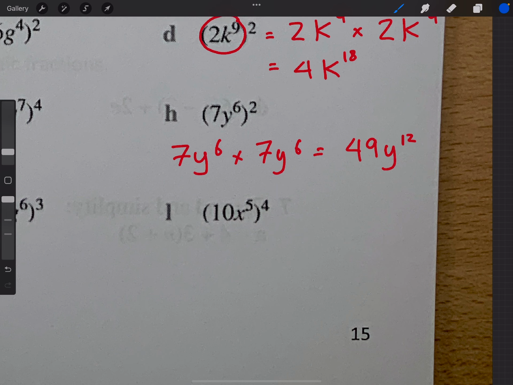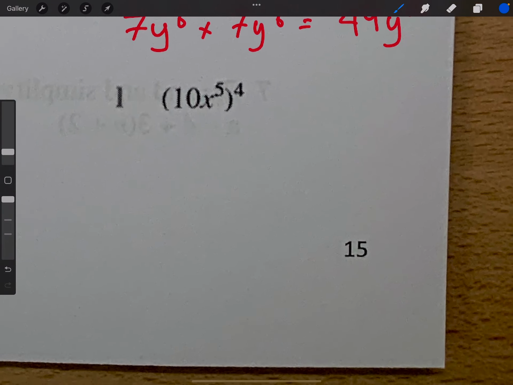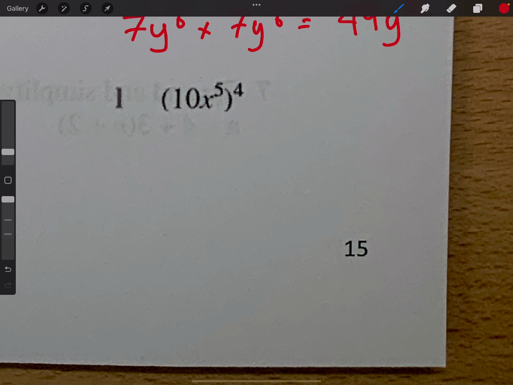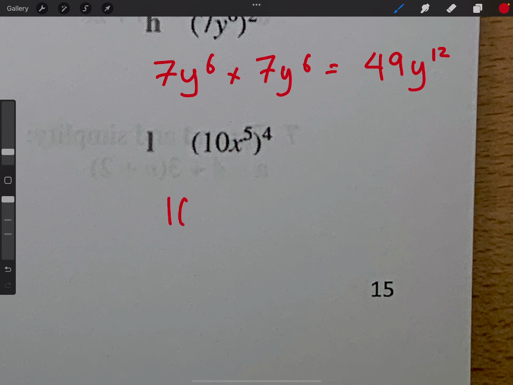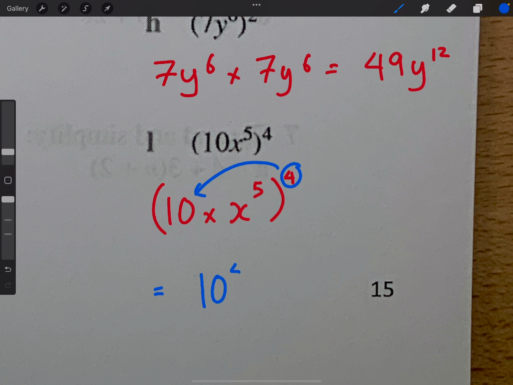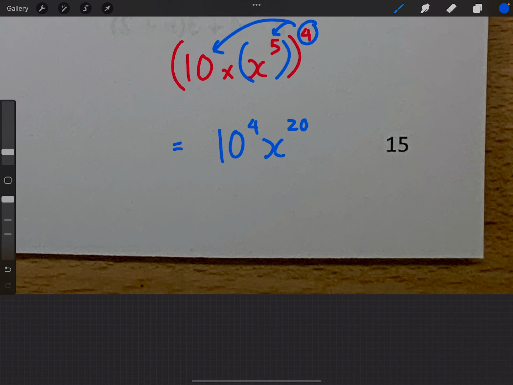For question L, I'm going to do the index law way. So you've got 10 times x to the 5, and the whole thing is to the power of 4. What we're going to do is power everything to the power 4. So this will be 10 to the 4, and we're going to power x to the 5 to the 4 as well. So that'll be x to the 20. And that's the answer there. Now 10 to the 4 is just 1 with 4 zeros, and then x to the 20. There's your answer there.